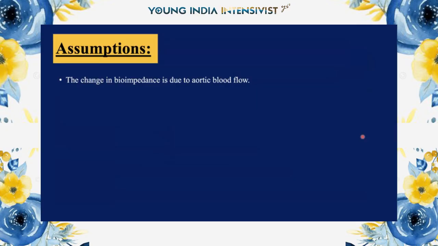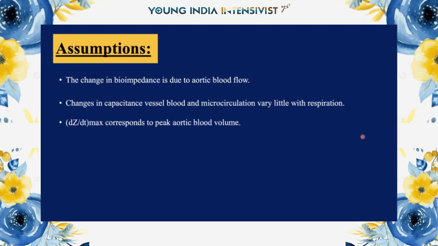There can be conducting vessels, which means capacitance vessels, such as the SVC and part of the IVC. There can also be part of the jugular vein, which comes and joins the SVC. So the majority of change in bioimpedance is due to aortic blood flow. That is the first assumption. And changes in capacitance vessel blood and microcirculation vary little with respiration. And dZ/dt max corresponds to peak aortic blood volume.